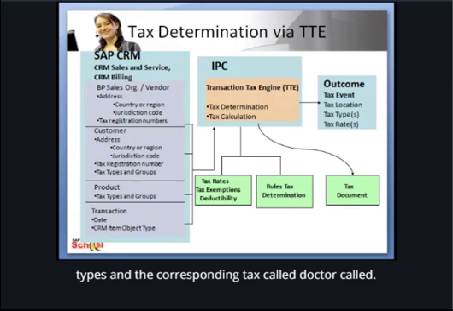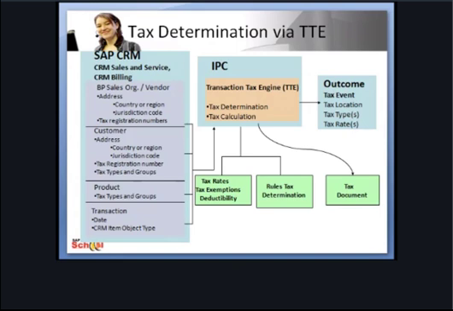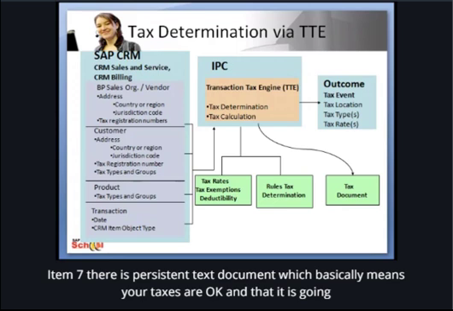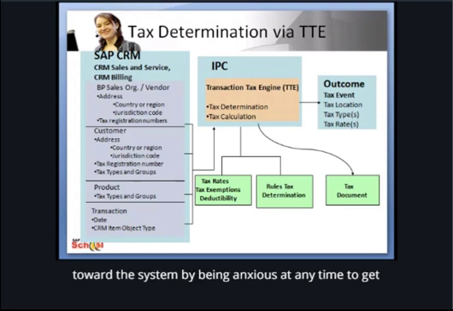To start the call of the TTE, you need to define a specific condition type, which is 0TTE or 1TTE, because without this condition type, the TTE is not called. You cannot call it by a different method. As of CRM 7, there is a persistent tax document, which basically means the way your taxes are calculated is permanently stored in the system, and we can access it anytime to determine how the tax is calculated.